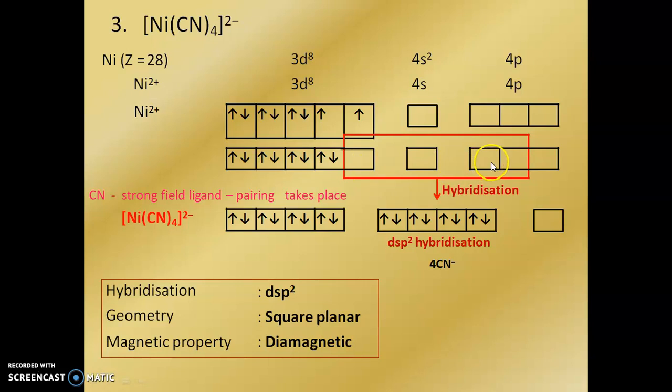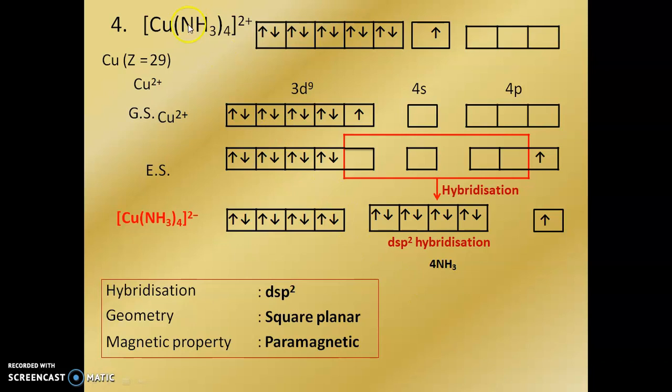These four valence empty orbitals overlap with the 4 CN- ions, and they form dsp2 hybridization. Hence their geometry is square planar, and there is no unpaired electron, so the complex is diamagnetic.